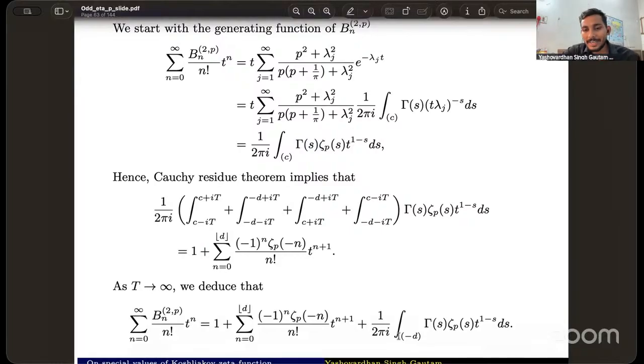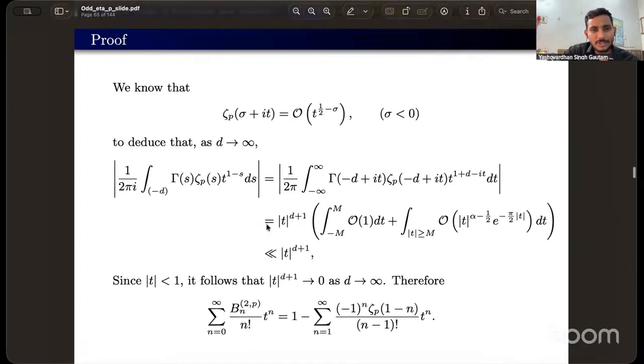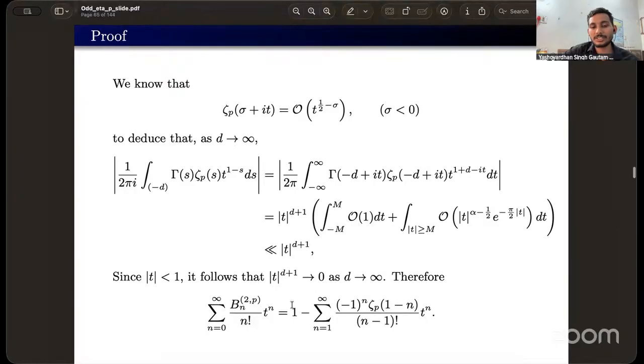Now what we'll do, we'll take d tends to infinity, and if you take d tends to infinity, the line integral we have on the right hand side becomes 0. This is the proof that it becomes 0. If it becomes 0, we'll have this relation. And if we compare the coefficient of t to the power n, we'll have the relation for zeta of minus n. And if we have a relation for zeta of minus n, from the functional equation, we can prove that eta p of 2m is equal to this Euler formula. So this is the proof, and this is all about eta p at 2n.